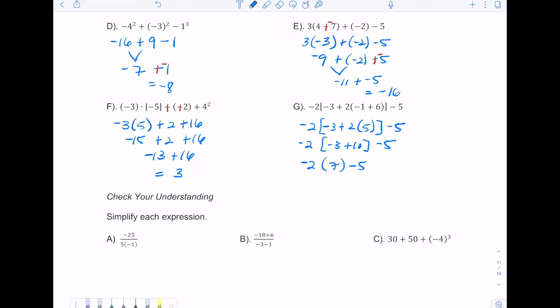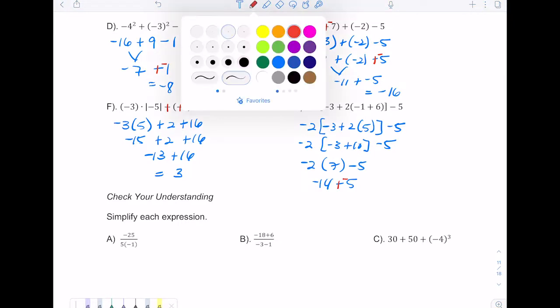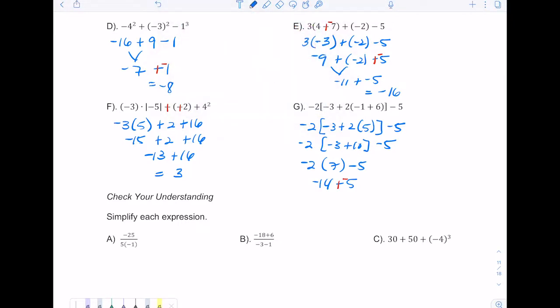So I have to do -2 times 7, which is -14, minus 5. Okay, and I'm subtracting, so change the minus to a plus, change the sign of the second number. And now I'm adding two negatives, a -14 and a -5, so my answer is going to be negative. Just add the 14 and the 5, you get -19.